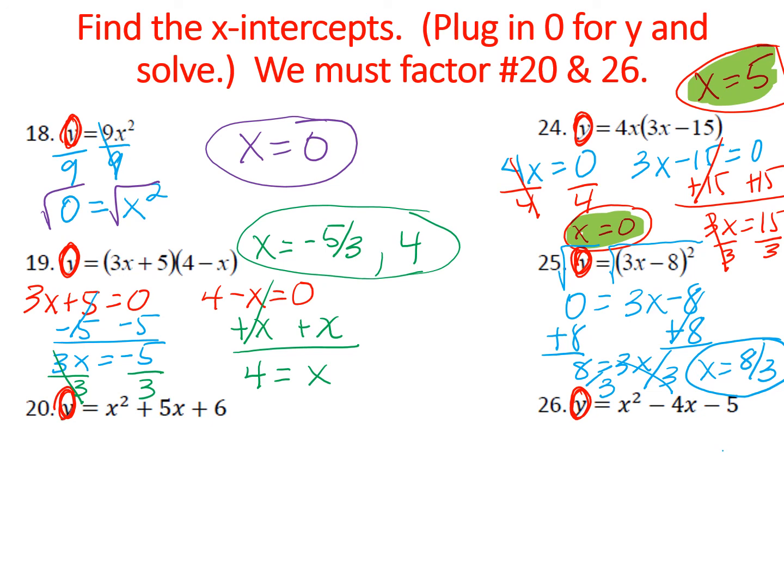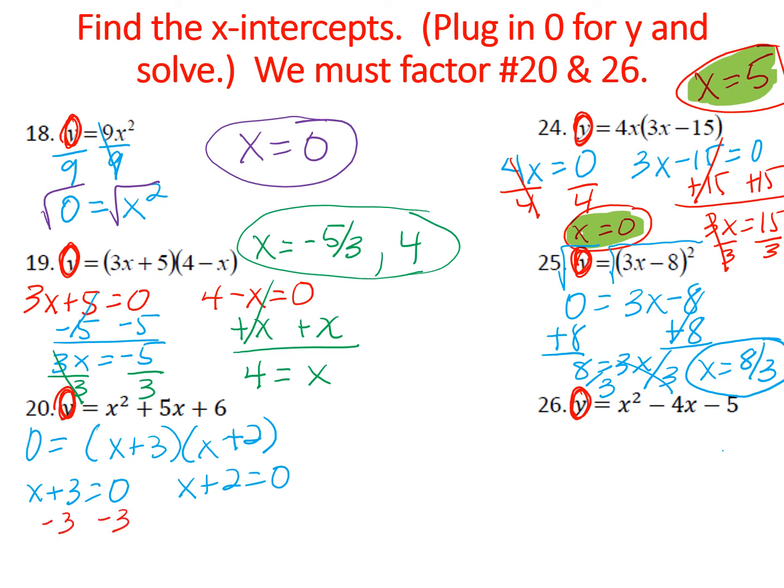All right, so I'm going to work through 20 and 26. Again, without showing all the work, the two factors that you should have come up with were x plus 3 and x plus 2. So x plus 3 equals 0, x plus 2 equals 0. Then if we subtract 3 from both sides, we get x equals negative 3. And if we subtract 2 from both sides, we get x equals negative 2.